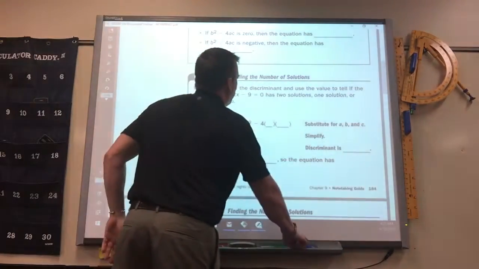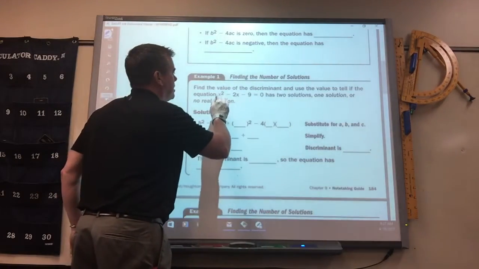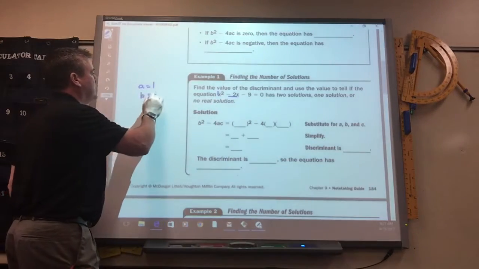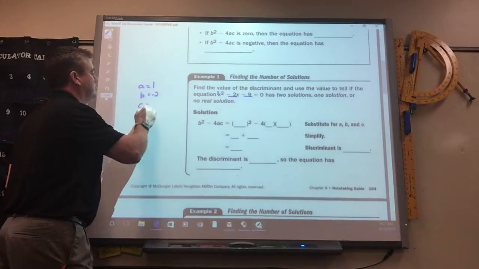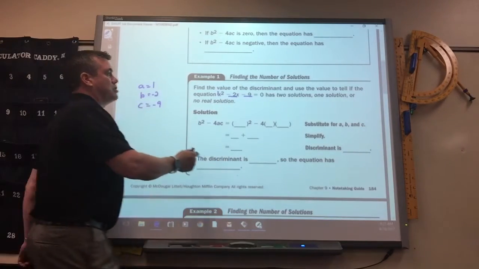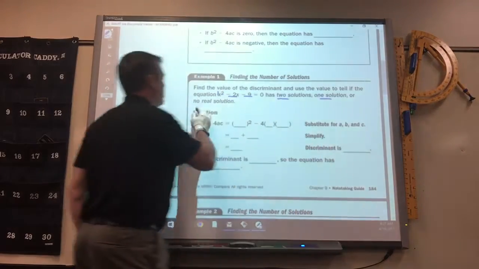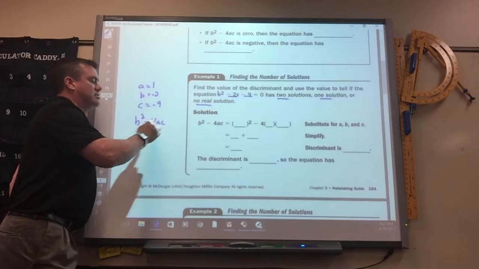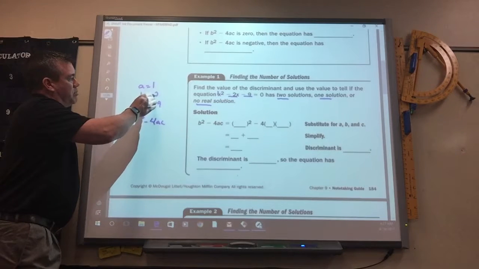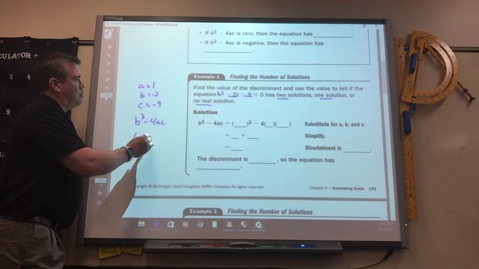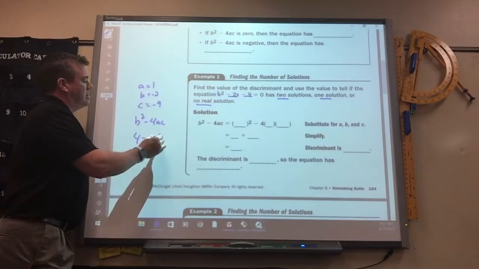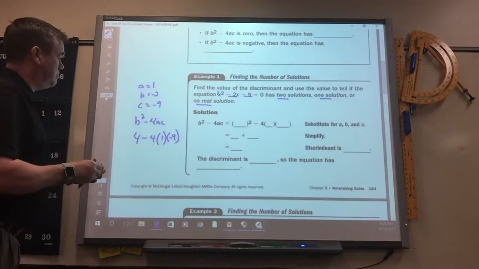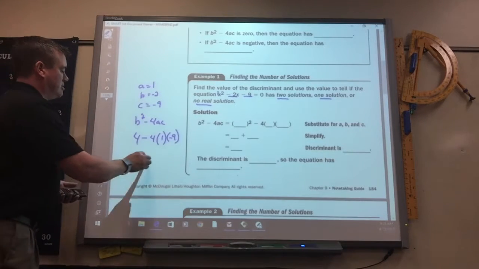So here, in this one, a is 1, b is negative 2, c is negative 9. We don't have to solve it. They're just wondering, does it have 2, 1, or no solution? So all we got to do is figure out b squared minus 4ac. So we put b squared in there, that's 4. Take away 4 times a times c. That turns out to be 46.